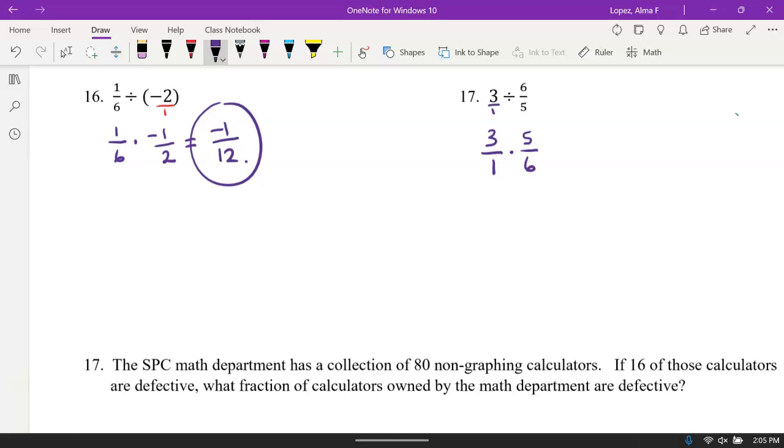Now see if you can reduce within each term. 3/1 don't reduce, 5/6 doesn't reduce, 5/1 doesn't reduce, but 3 and 6 both have a factor of 3 I can reduce. 3 divided by 3 is 1. 6 divided by 3 is 2. Now multiply straight across. 1 times 5 is 5. 1 times 2 is 2.